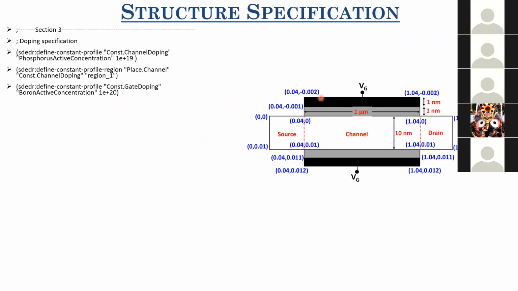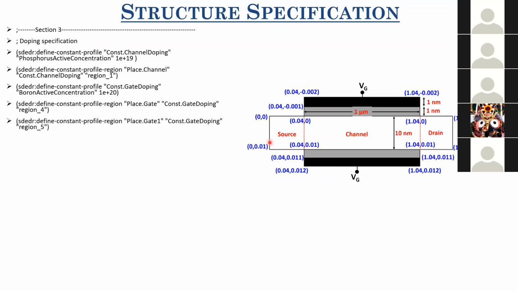And similarly, since these gate polysilicon regions have to be doped heavily, I define the constant gate doping, which is boron, that is P+, and the doping concentration becomes 10 to the power 20. And then I again place them on these two gate polysilicon regions. Since there are two, I have to place them twice.